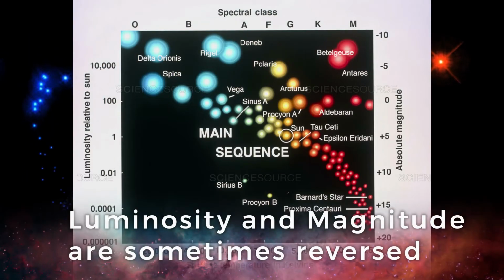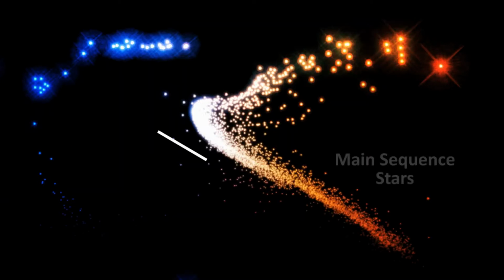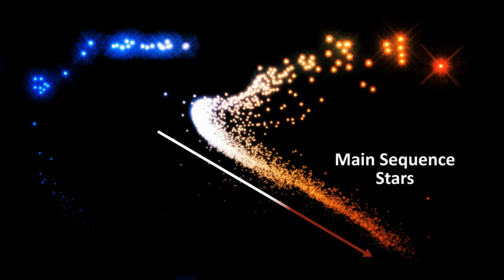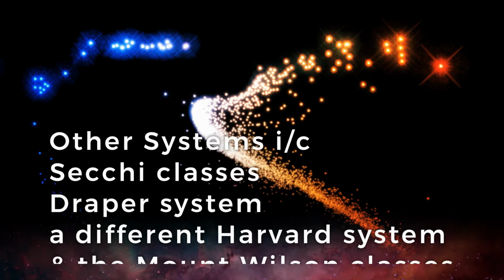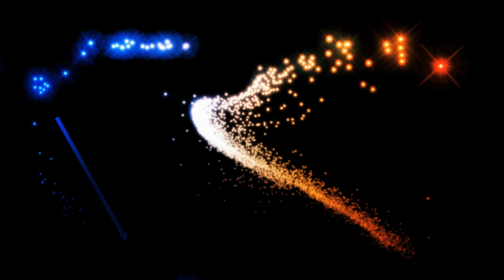Luminosity scale is on the right, the surface temperature in Kelvin is along the bottom, and the absolute magnitude is up on the left-hand side. And if you want to look at magnitude, we have another video on stellar magnitude as well. There are a few other methods of classification, such as the Secchi classes, the Draper system, an earlier Harvard system, and the Mount Wilson classes. But none of these are as all-encompassing as the MK and the HR systems.